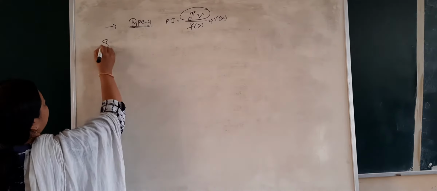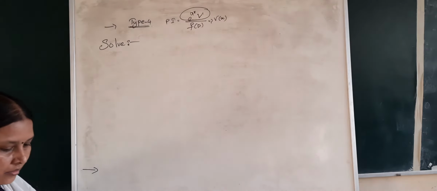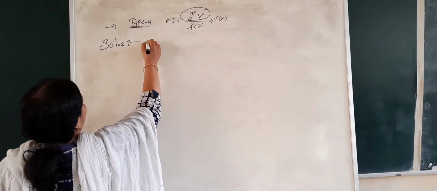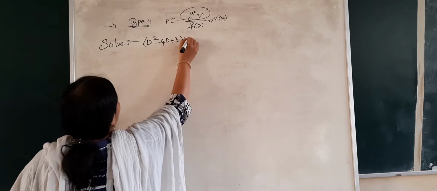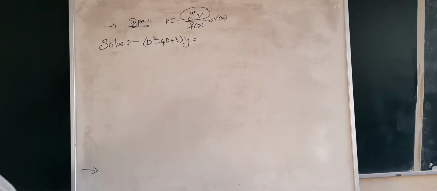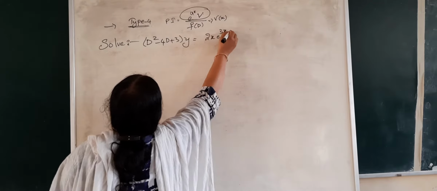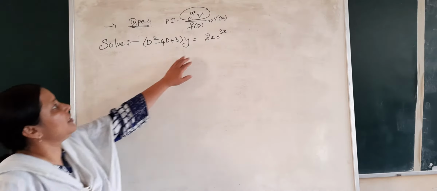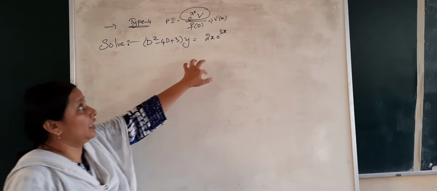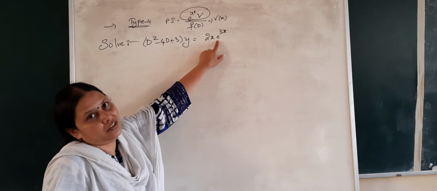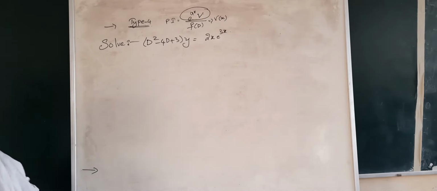The question says, solve (D square minus 4D plus 3) times y is equal to 2x e power 3x. Now you can see here, this comes under type 4. Why? Because it is the product of two functions. That too, where one function is fixed, that is the exponential form. The other function is 2x, which is a polynomial term.